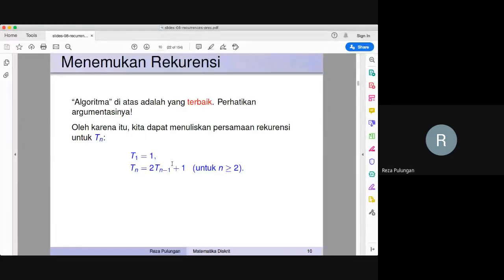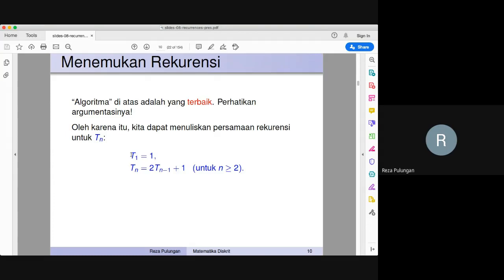We know the form of the recurrence. Every recurrence requires a boundary condition. This is the boundary condition, basically the one that we know for sure and express explicitly. We know that T1 is equal to 1. So when you have only one disk, the number of steps that you need is equal to 1.